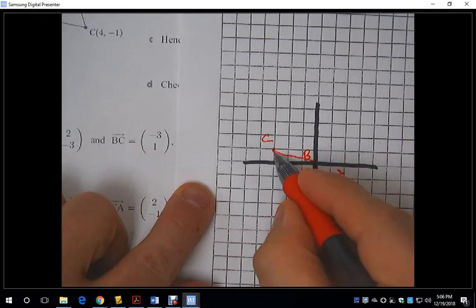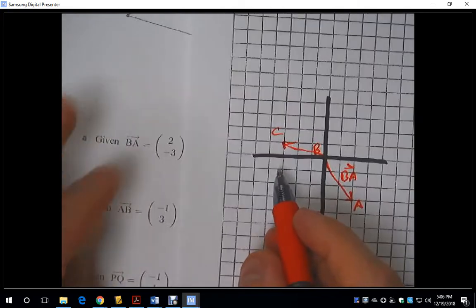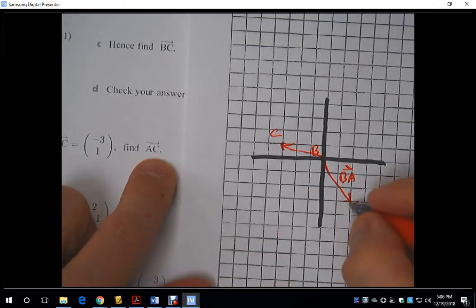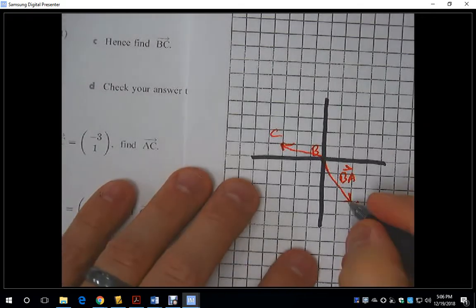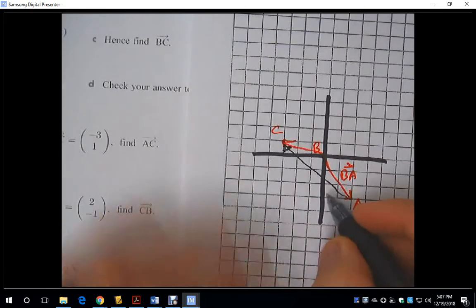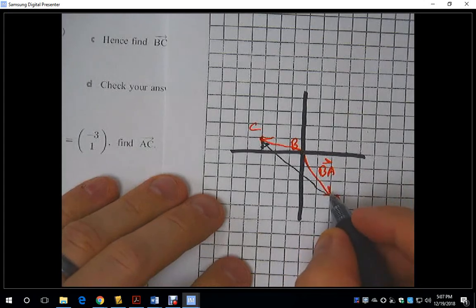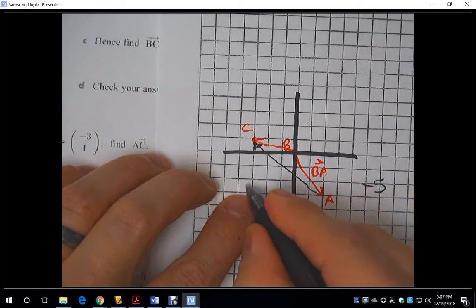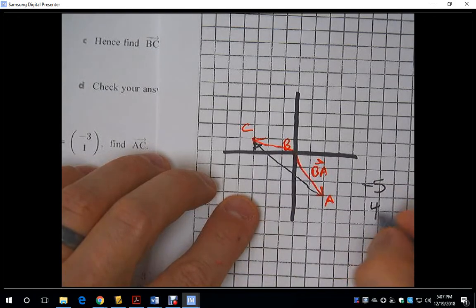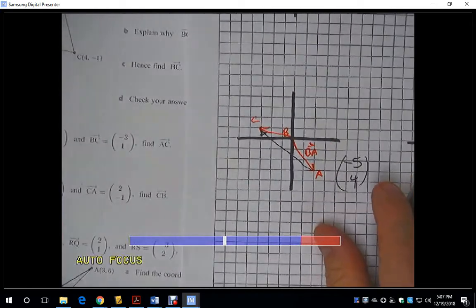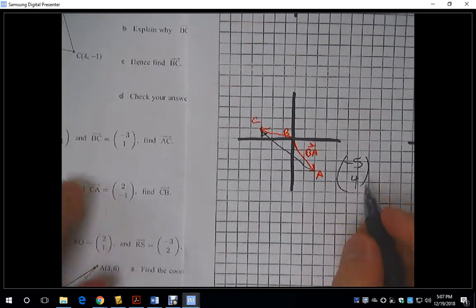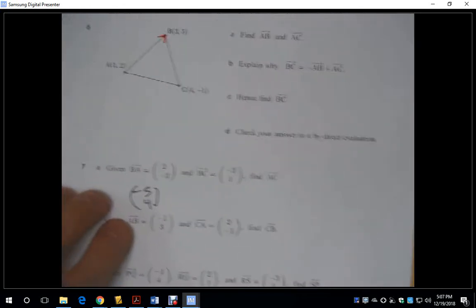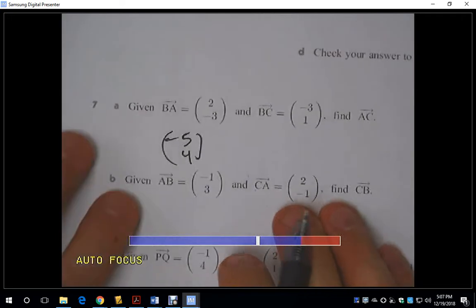And I want to find this other vector that goes from A to C. So I'm trying to find this new vector right here from A to C. We could just count over and calculate this geometrically: 1, 2, 3, 4, 5 over, so negative 5, and 1, 2, 3, 4 up, so 4. So there's our new vector of negative 5, 4. Now, can we calculate this in a different way? Is it possible to calculate this in a different way?